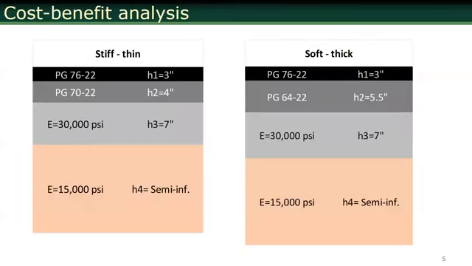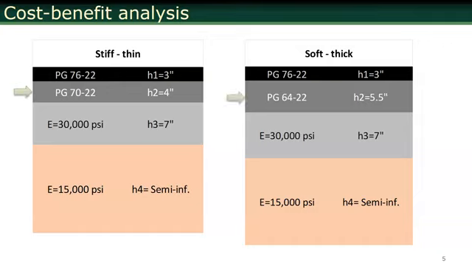Now, another thing you can do is cost-benefit analysis. Which one would be more economical? A stiff, polymer modified material that is thin, or a soft material that is thick? So 70-22 is a polymer modified binder, 70 plus 22, that's 92 total. So that's probably a polymer modified binder, so it should be more expensive, clearly. That's a polymer modified binder versus 64-22, but this is a thicker pavement. So which one is more economical?